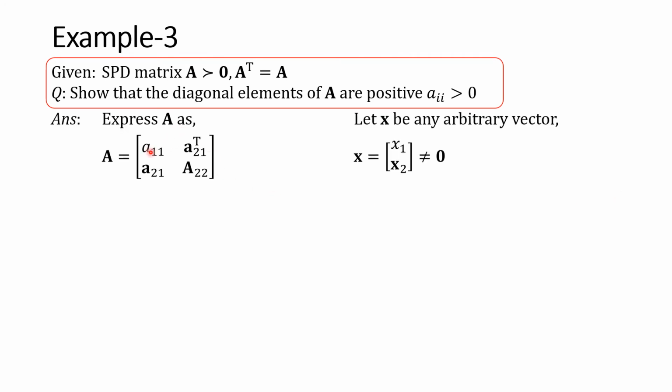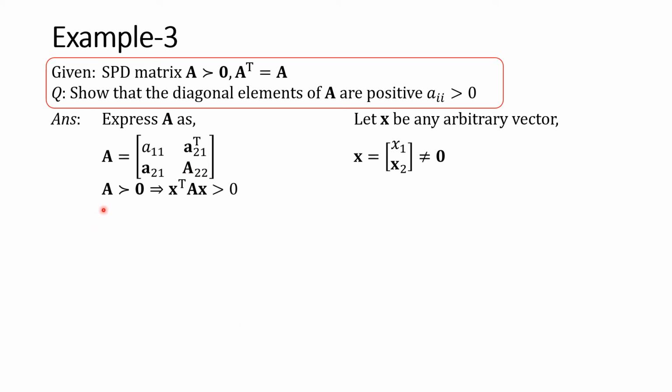Let's take the first row and first column and express this matrix A as this block matrix. So this is the first row and this is the first column. A11 is the first diagonal element. And we take this vector x of the same dimension as the number of rows or number of columns of A. And so let that be x1, a scalar, and x2. So x2, remember, will be of the same dimension as A22's rows and columns.